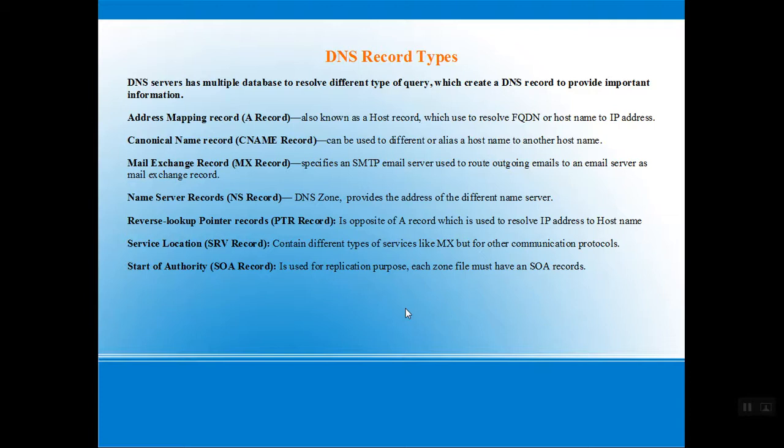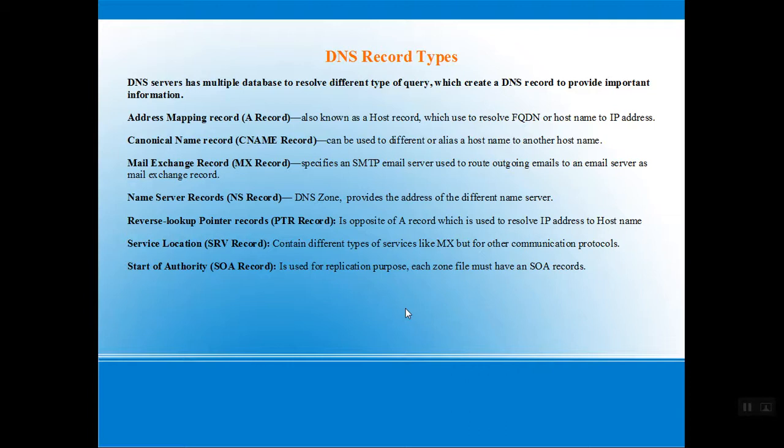MX record specifies the SMTP mail server. NS record is the name server. The DNS zone provides the address of the different name servers. PTR record is the opposite of the A record, which is used to resolve an IP address to a host name. SRV record covers the different types of services used in our network by the DNS server.